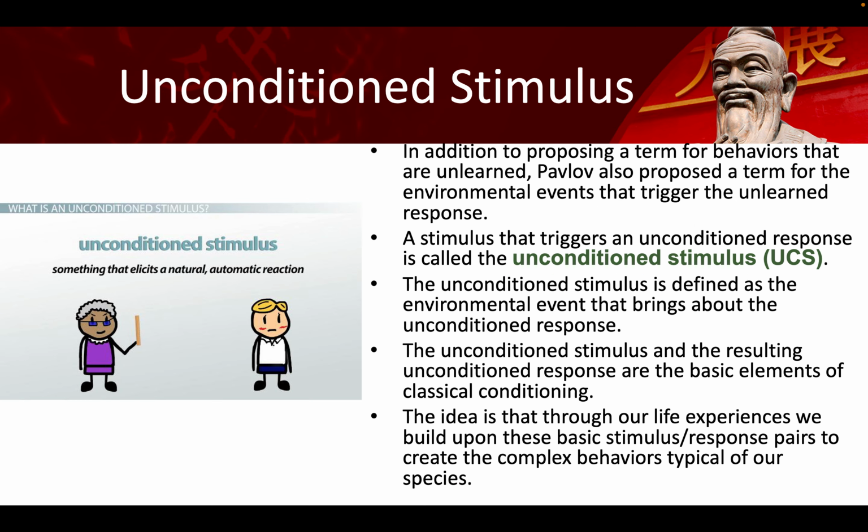In addition to proposing a term for behaviors that are unlearned, Pavlov also proposed a term for the environmental events that trigger the unlearned response. A stimulus that triggers an unconditioned response is called the unconditioned stimulus. The unconditioned stimulus is defined as the environmental event that brings about the unconditioned response. The unconditioned stimulus and the resulting unconditioned response are the basic elements of classical conditioning. The idea is that through our life experiences, we build upon these basic stimulus-response pairs to create the complex behaviors typical of our species.